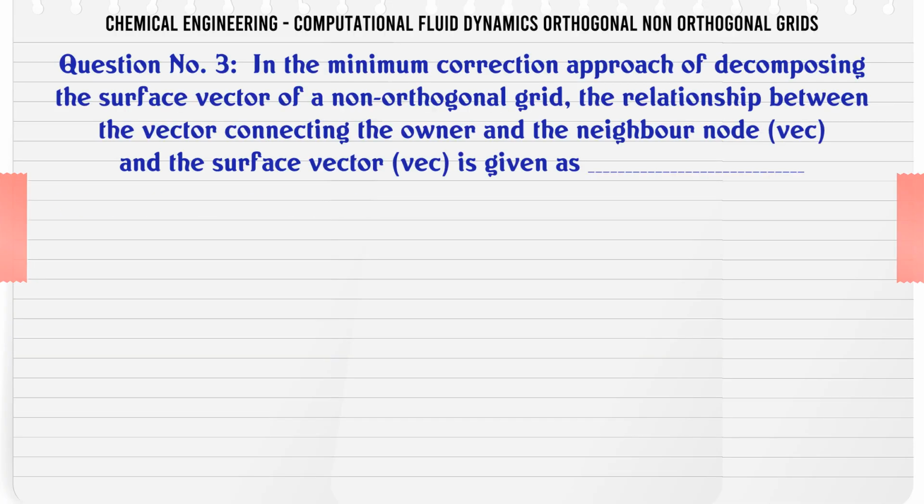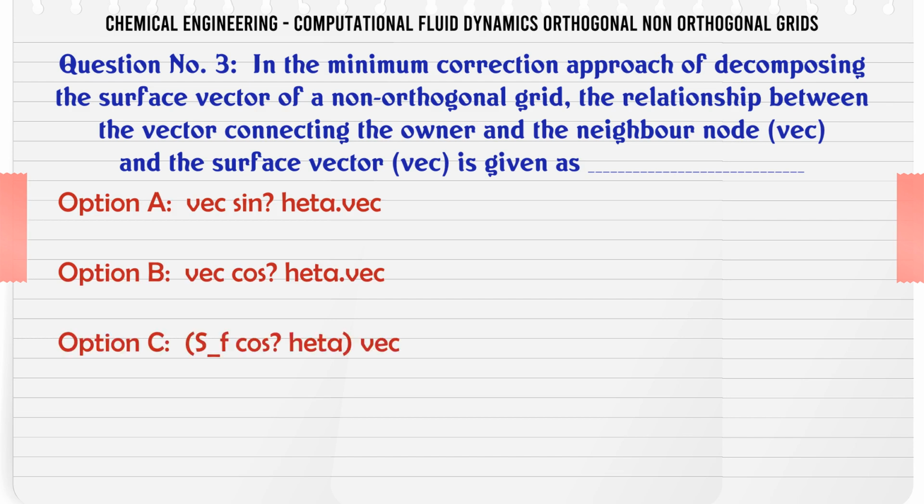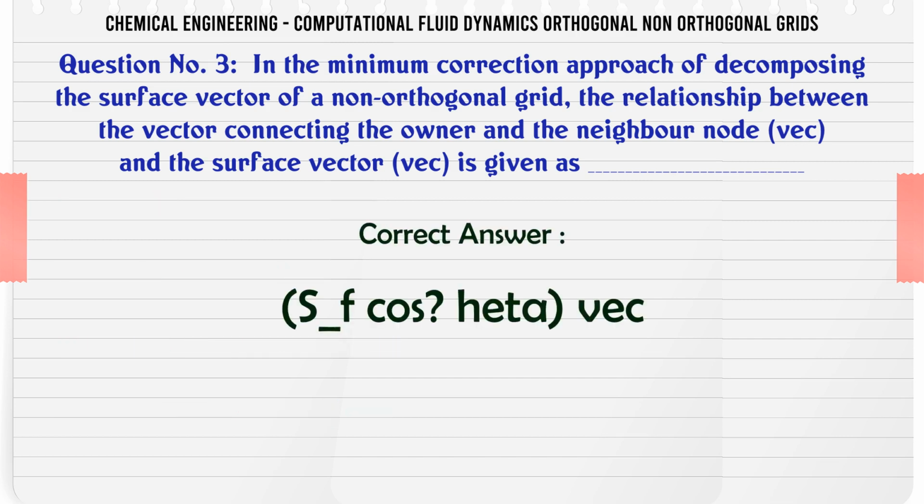In the minimum correction approach of decomposing the surface vector of a non-orthogonal grid, the relationship between the vector connecting the owner and the neighbor node VEC-EF and the surface vector VEC-SF is given as A. VEC-SF sin theta dot VEC-E. B. VEC-SF cos theta dot VEC-E. C. SF cos theta VEC-E. D. SF sin theta VEC-E. The correct answer is SF cos theta VEC-E.